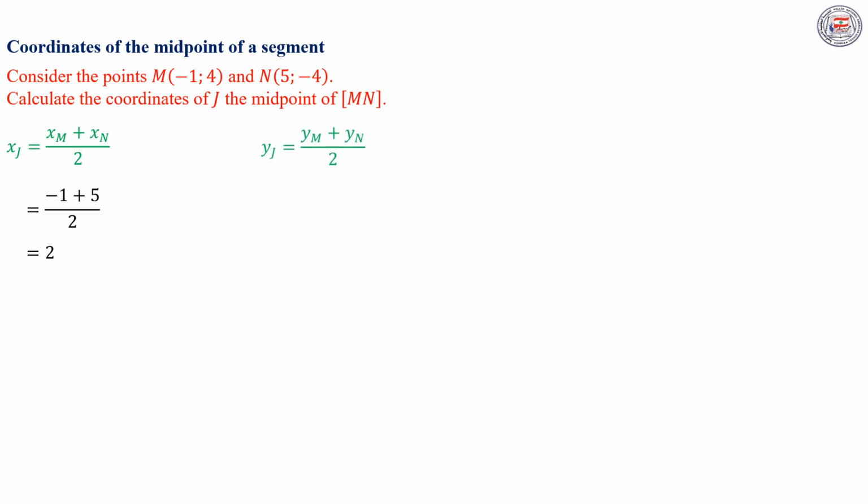And y of J equals y of M plus y of N over 2. Then y of J equals (4, which is y of M, plus -4, which is y of N) over 2. Then y of J equals 0. Therefore, the coordinates of J are (2, 0).